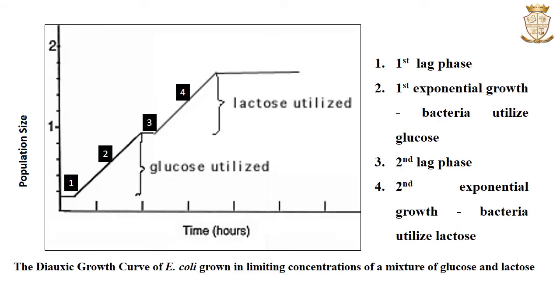So, in the presence of glucose and lactose in the culture media, the bacteria will show a typical growth curve in which there are two growth phases: a first lag phase and a first exponential phase, during which the bacteria utilize glucose, and a second lag phase and a second exponential phase, during which the bacteria use lactose. So this is diauxic growth and a diauxic growth curve.